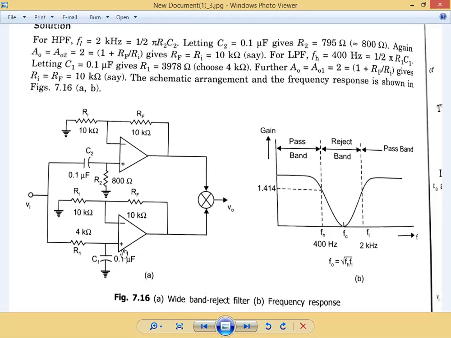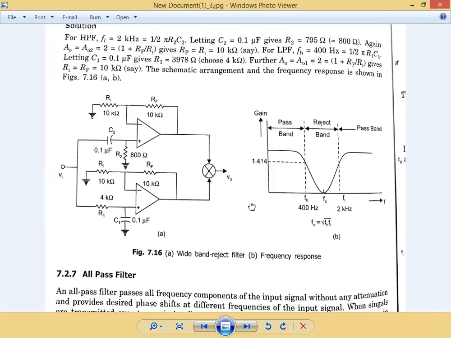When a design problem is given, we have to draw the diagram, and after that, whatever values we have found must be written in the circuit, and only then is the design problem complete. So with that, we obtain all the passive component values for the given specifications. This is how the design of a band reject filter, that is, a wide band reject filter, is done using an operational amplifier.